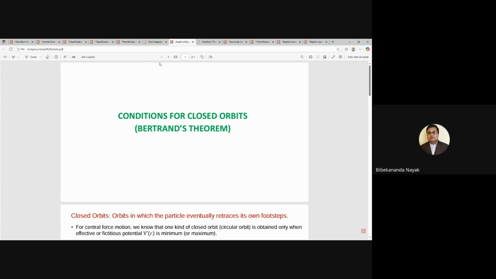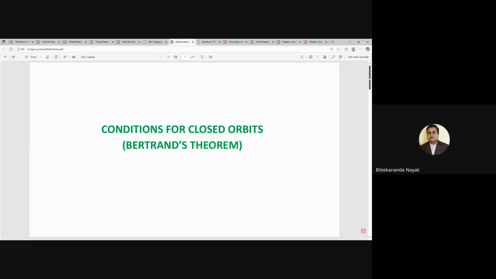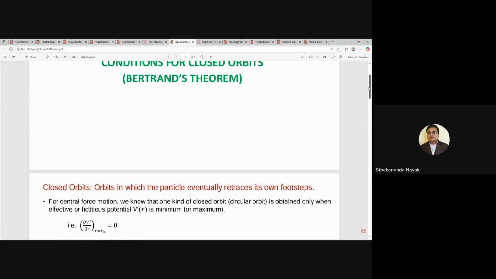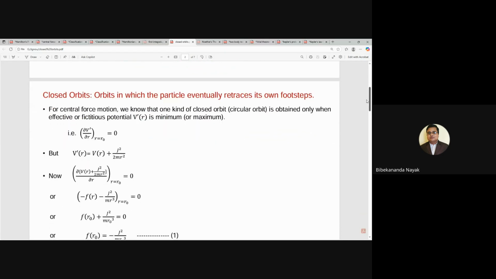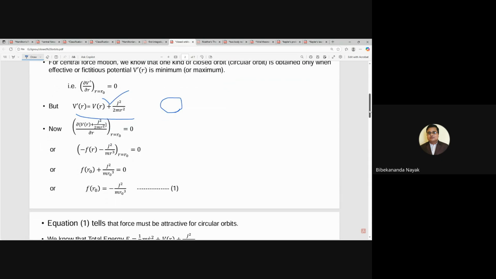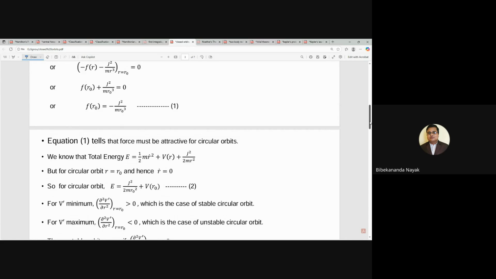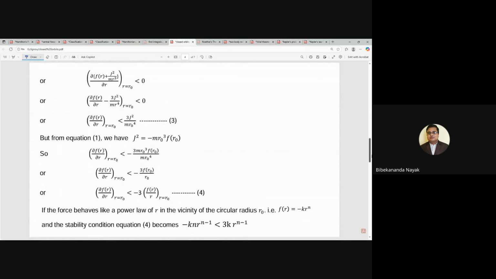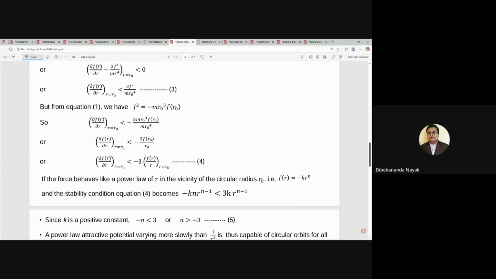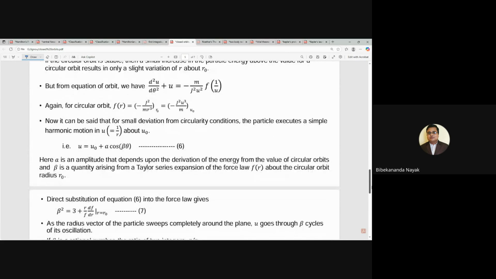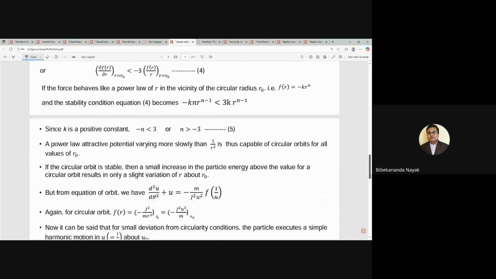So another one is closed orbits. Bertrand's theorem was written in the syllabus. When an orbit is closed, we only see circular orbit and elliptical orbit. For a circular orbit, the potential should have a minimum value, and for an elliptical orbit the total energy is negative. From that we actually get a condition, and that condition gives you Bertrand's theorem.